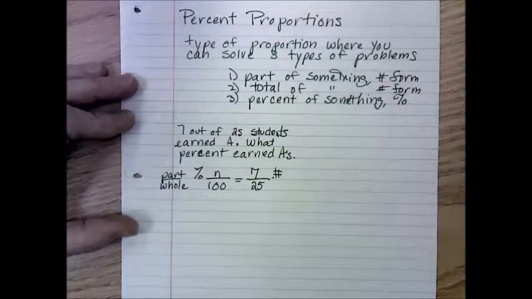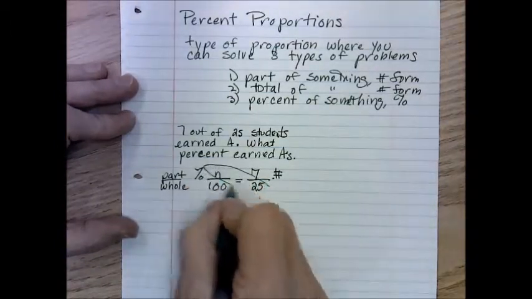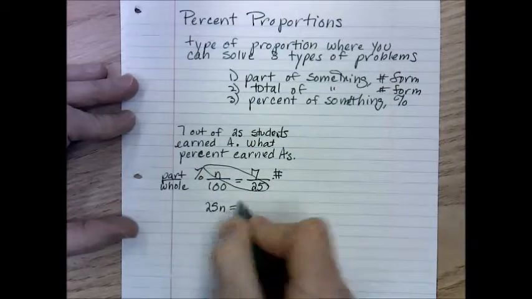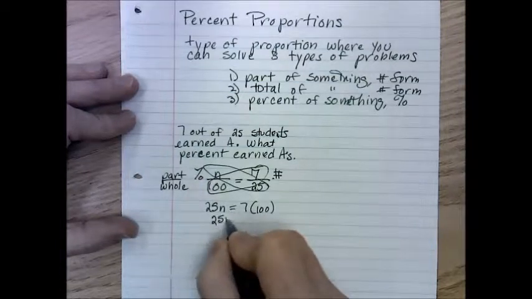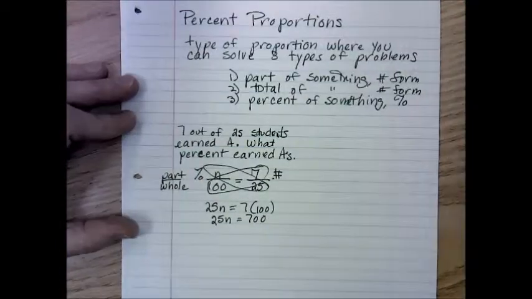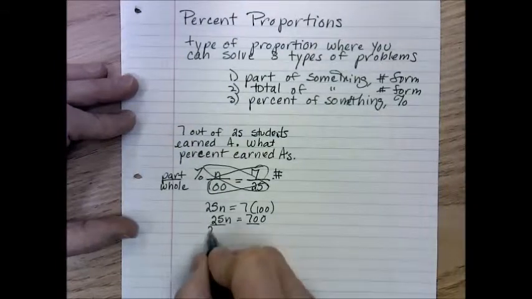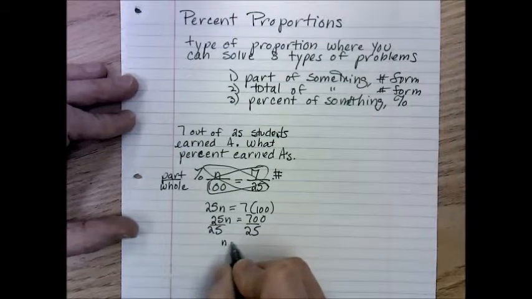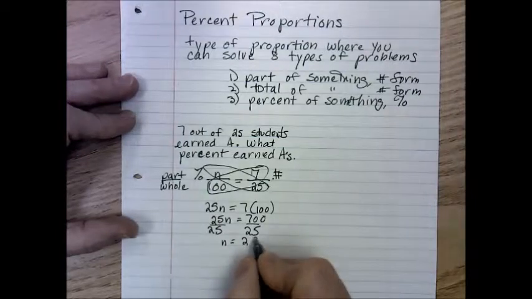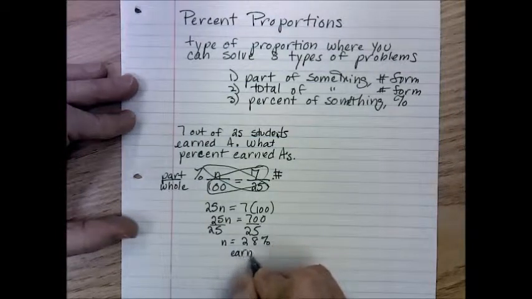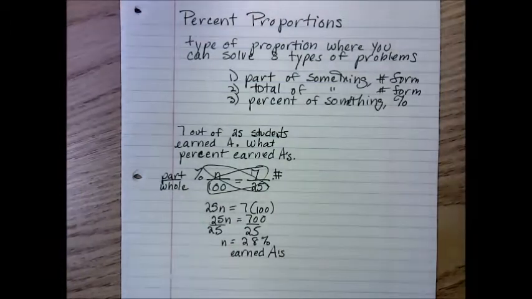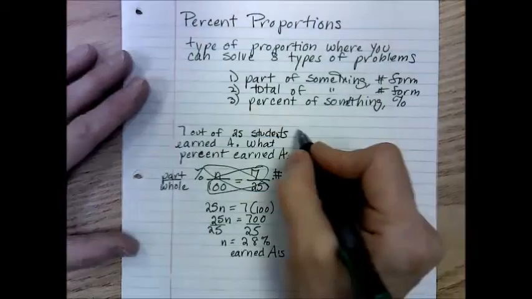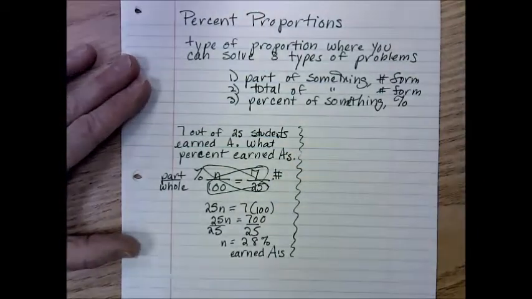So now that we've written our proportion, we can solve using our cross products. 25 times n is going to equal 7 times 100. So 25n equals 700. Then we simplify by dividing by 25. So n would be equal to 28% earned A's. So in this problem, our missing value was the percent.